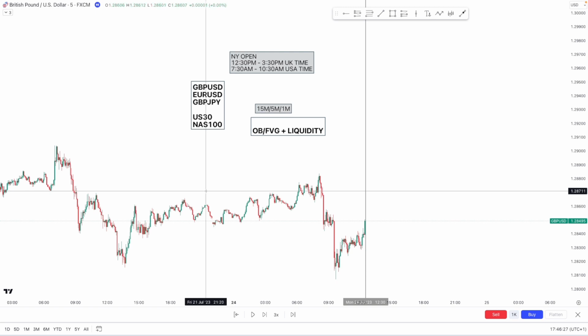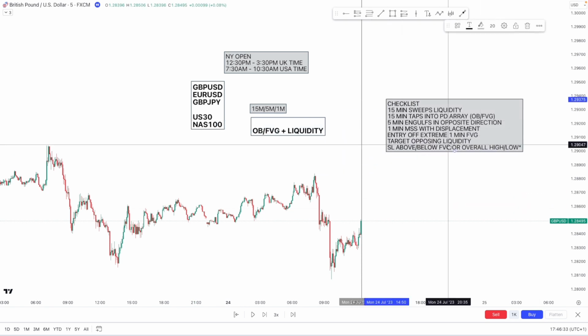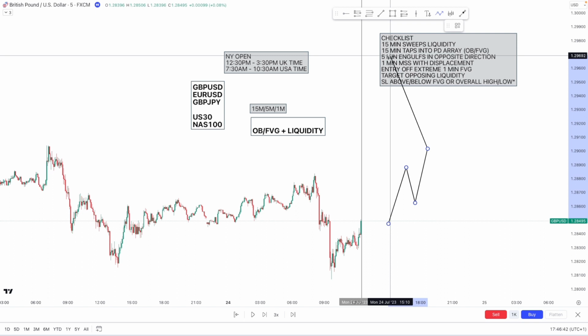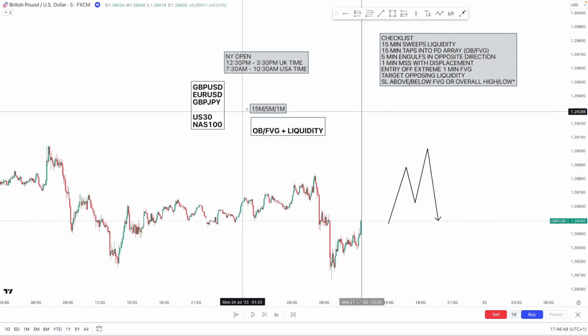Okay, so the next thing we need to do is have a little checklist, which is right over here. As you can see, the checklist is that the 15-minute time frame is to sweep some sort of liquidity. So for example, we go on the 15-minute time frame. What happens right over here is that we get this liquidity region right there, right? Then price has to take out the liquidity, and then we have to wait for a 15-minute tap into a PD array. It has to happen in our trading time, by the way.